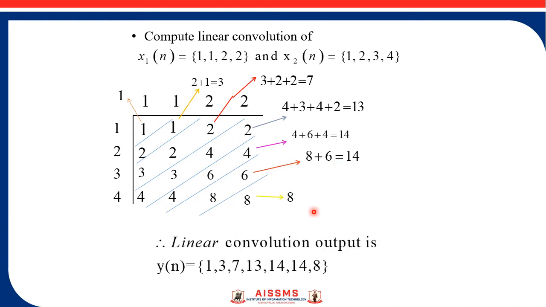So what is the output of the linear convolution? It is 1, 3, 7, 13, 14, 14, 8. Now how many samples does the linear convolution output contain? If you see, the input sequence x1(n) contains 4 samples. Another input sequence also contains 4 samples. So the output will contain 4 plus 4 minus 1, that is 7 samples.